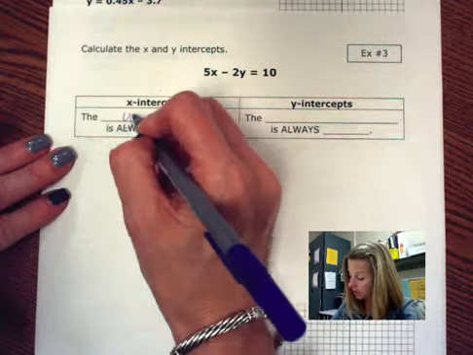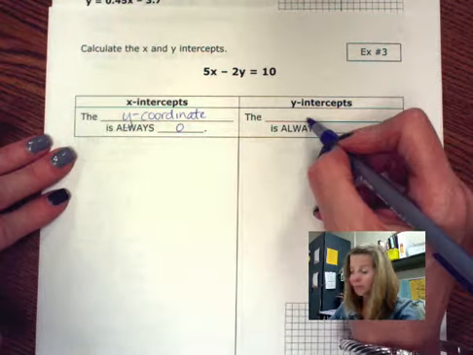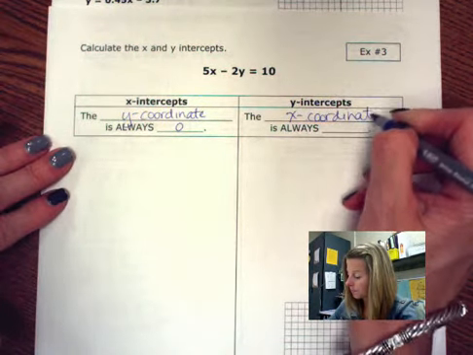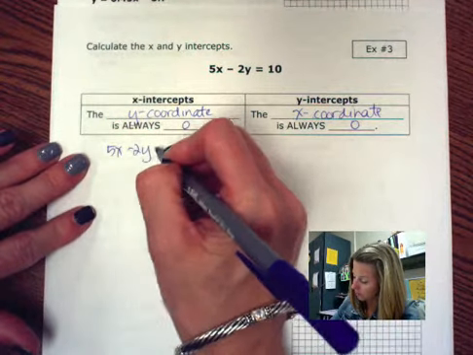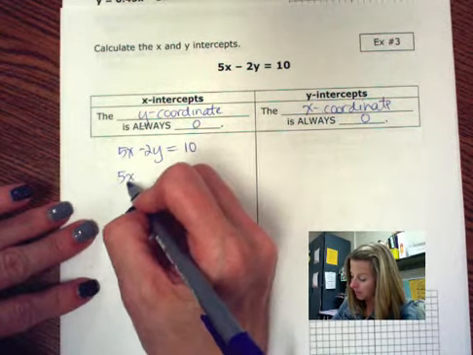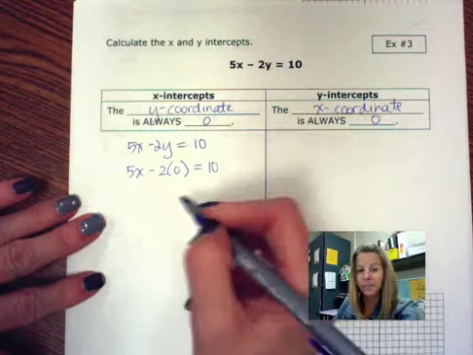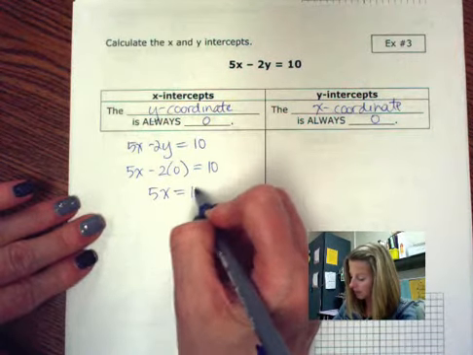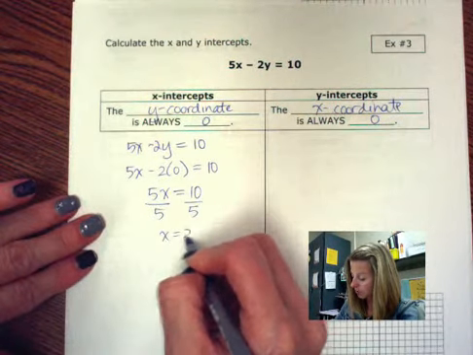So the x-intercept, the y-coordinate is always 0. And then I'm going to fill this in, the x-coordinate is always 0. So when I have my equation, I have 5x minus 2y equals 10. So I want to make the y equal to 0. So I'm going to have 5x minus 2, and then in parentheses substitute in 0, equals 10. So this becomes 0. So I end up having 5x equals 10. Divide by 5, divide by 5. So x is equal to 2.